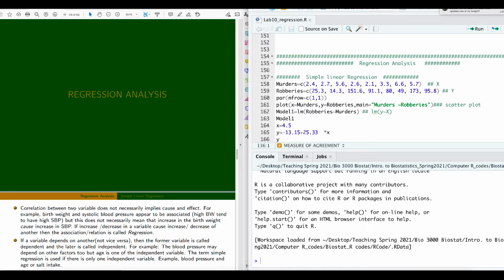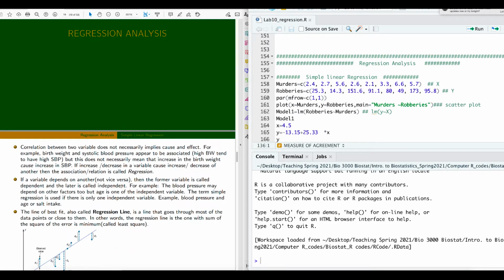So the next thing we want to do is regression analysis, where we discuss causation, meaning that one variable is causing the change in the other variable, increasing or decreasing in a certain pattern of change. Okay, let us discuss that.